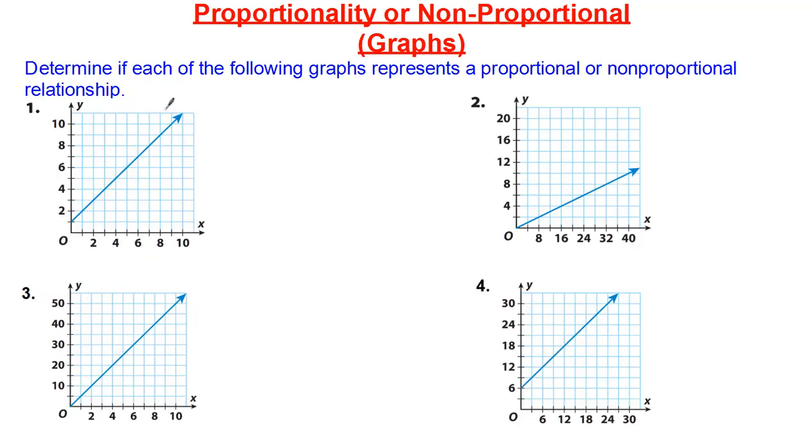Okay, now determine if each of the following represents proportional or non-proportional. So is this proportional? No. As you can see, it's not going through the origin. Is this proportional? Yes. It is going through the origin and it's linear. Is this proportional? Yes. It's going through the origin and it's linear. And is this proportional? No. It's not going through the origin. It's going through 6. Now, let's figure out our b value, which is our y-intercept. Our b value here is 1. Our b value here is 0. B value here is 0. And our b value here is equal to 6.